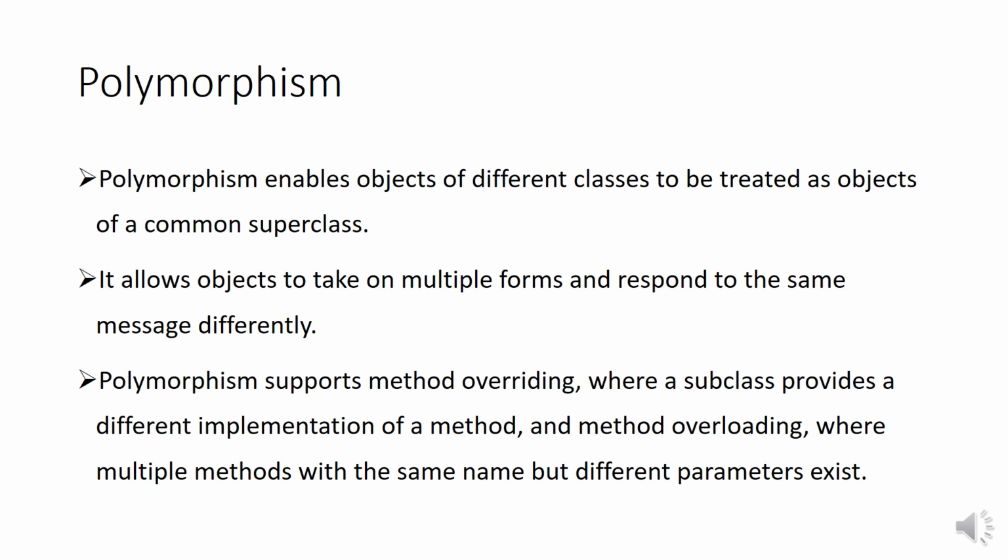Another concept is polymorphism. Polymorphism enables objects of different classes to be treated as objects of a common superclass. It allows objects to take on multiple forms and respond to the same message differently. Polymorphism supports method overriding, where a subclass provides a different implementation of a method, and method overloading, where multiple methods with the same name but different parameters exist.